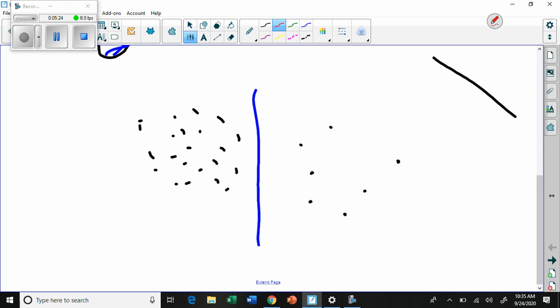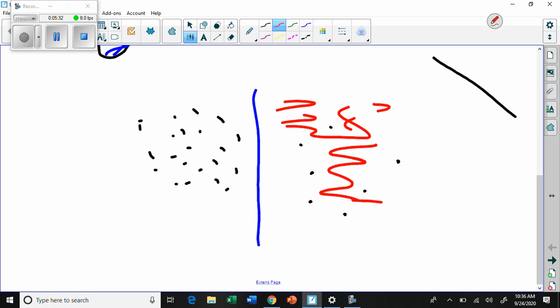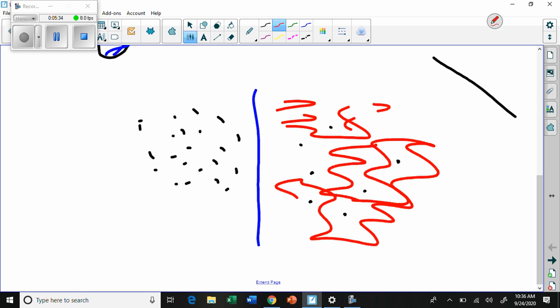But that's where something cool can happen. Water, which is the solvent all around here, is in a very large amount on this side. The proportion of water to solute is quite high.